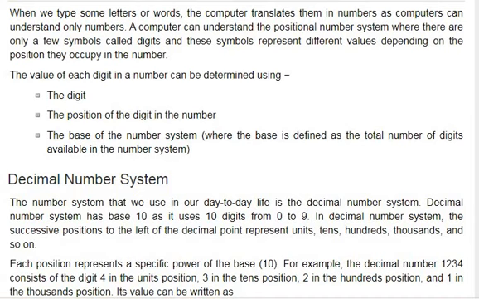The decimal number system is what we use in our daily life. Base 10. So we have numbers from 0 to 9. Any number must be a combination of numbers from 0 to 9 only in the decimal number system.